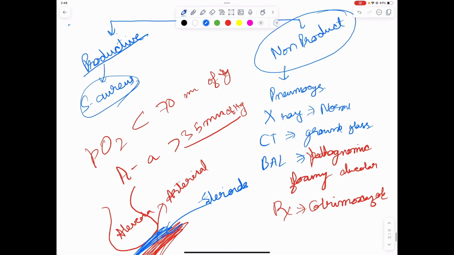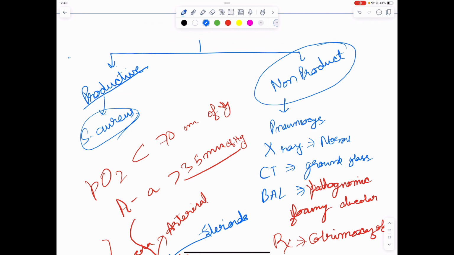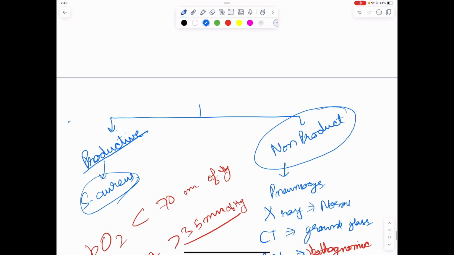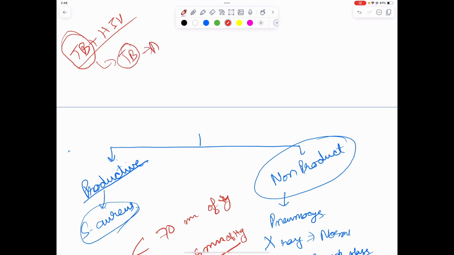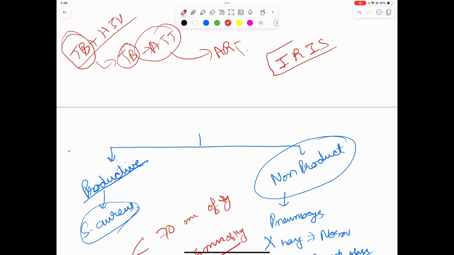See, in this question only, after you treat pneumocystis, there will be a situation where they will ask what will you do. For example, if a TB patient comes with HIV, what will you treat first? You will treat the TB first. You will give ATT first, and after 2 weeks you will start ART, because there is a possibility of IRIS, immune reconstitution inflammatory syndrome, if we use ART early.